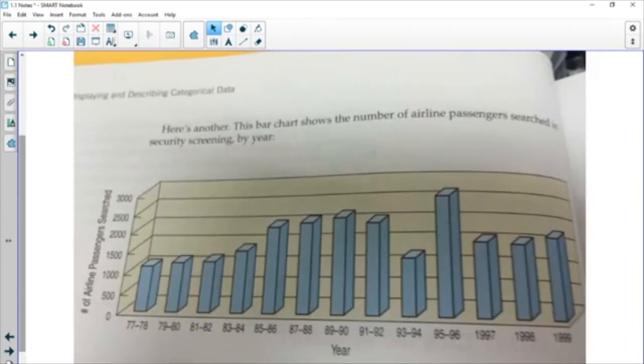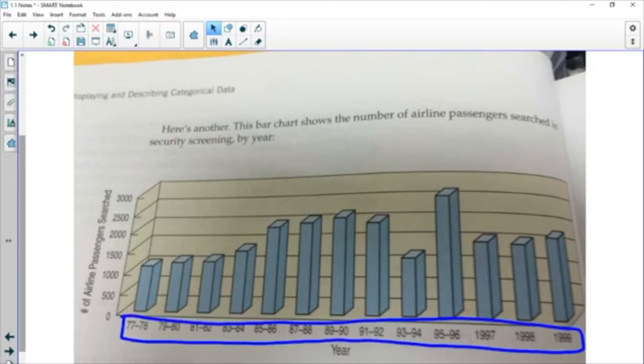Here's another example. This is actually out of our book. So again, pause and see if you can spot what's off about this chart. Hopefully what you noticed is the labels down here, because they go into 2-year sections. This is combined 91 and 92. This is combined 93 and 94. This is combined 95 and 96.